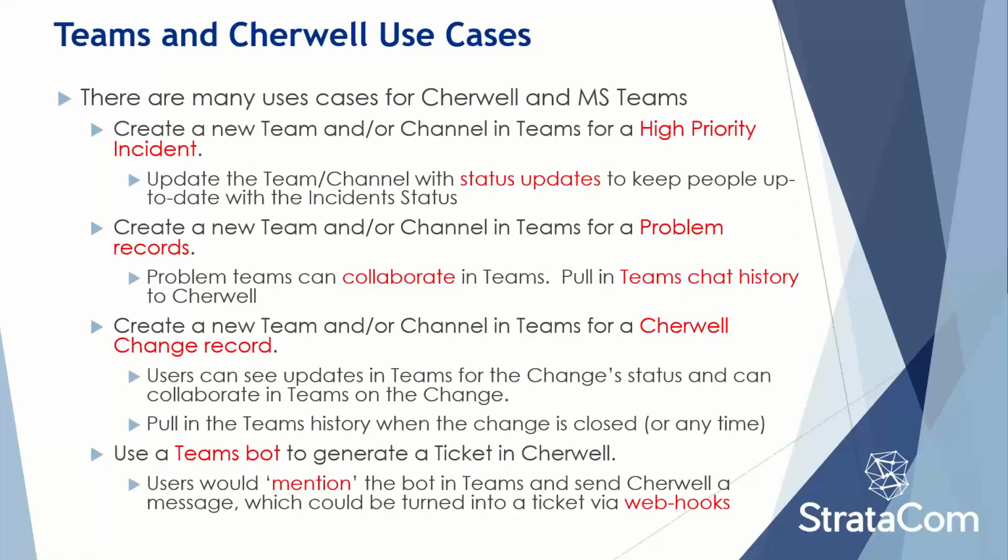So if you have a change record that you need some collaboration on, you could do CAB meetings in Teams. You can send updates for the change into Teams, and then you can pull all that Teams history into the change when it's closed or anytime. I'll show you how you can do that, how you can pull it in when it's closed or really anytime during the life cycle.